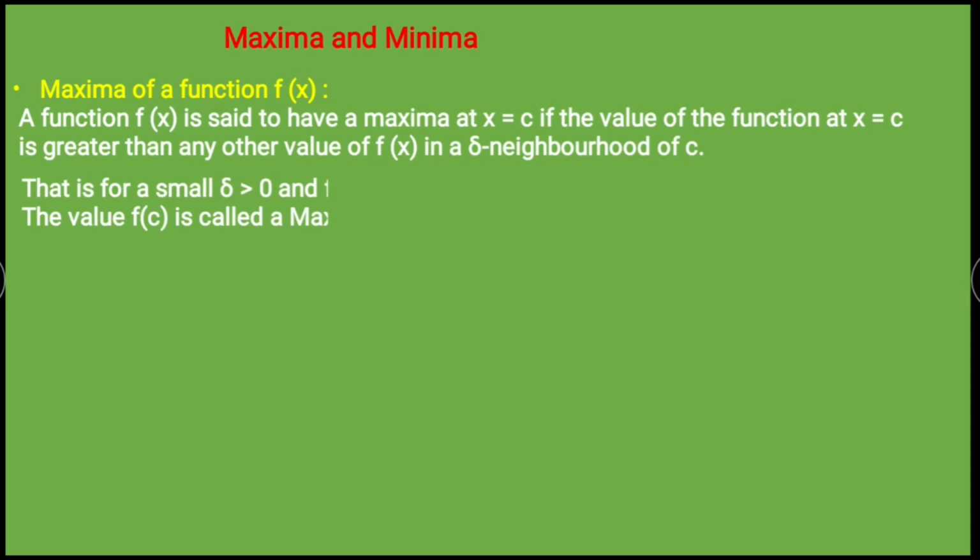Here we denote the delta neighborhood by the open interval (c minus delta, c plus delta). See the meaning of this definition, that is, for a small delta greater than 0 and for x belongs to the open interval (c minus delta, c plus delta), we have f of c greater than f of x. The value of f of c is called a maxima of f of x.